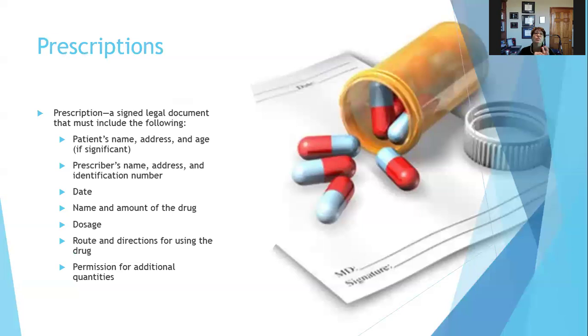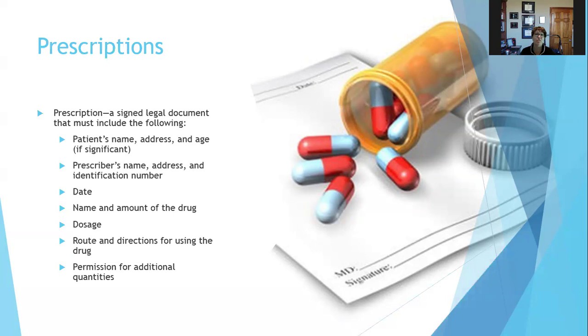Prescriptions are a legal signed document, and they have to include the patient's name, address, and age, if the age is significant, and usually it has your age on it. The prescriber's name, address, and a unique DEA, Drug Enforcement Administration number, the date, the name and the amount of the drug, the dosage, the delivery route and directions for using the drug, and the permission for additional quantities. So if you get any refills, usually the refills are good by a certain date.